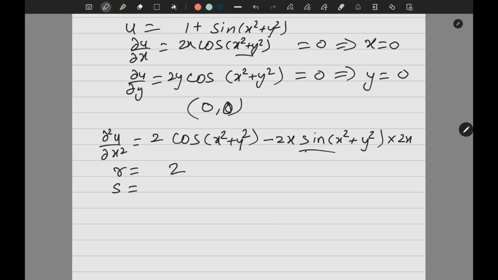What is s? Now for s you have to differentiate it with respect to y. So when you are differentiating it with respect to y, what will you get? 2x is a constant, sine of (x square plus y square), and along with that I'll get minus 2y.